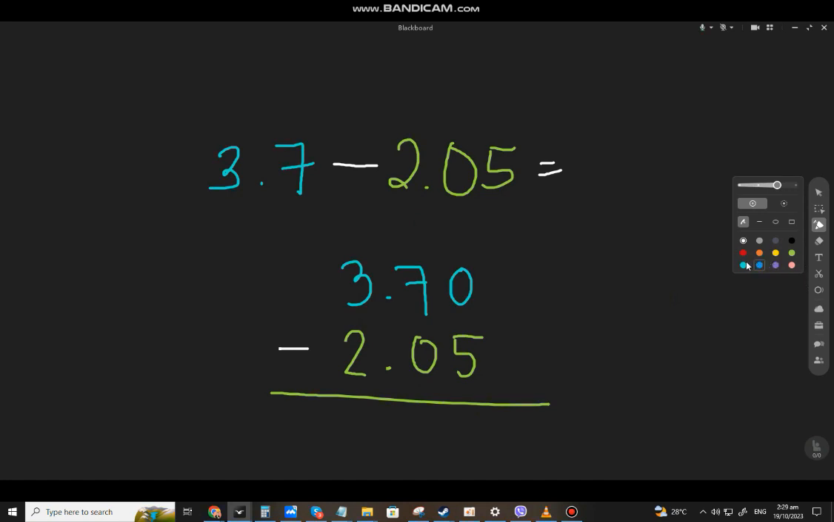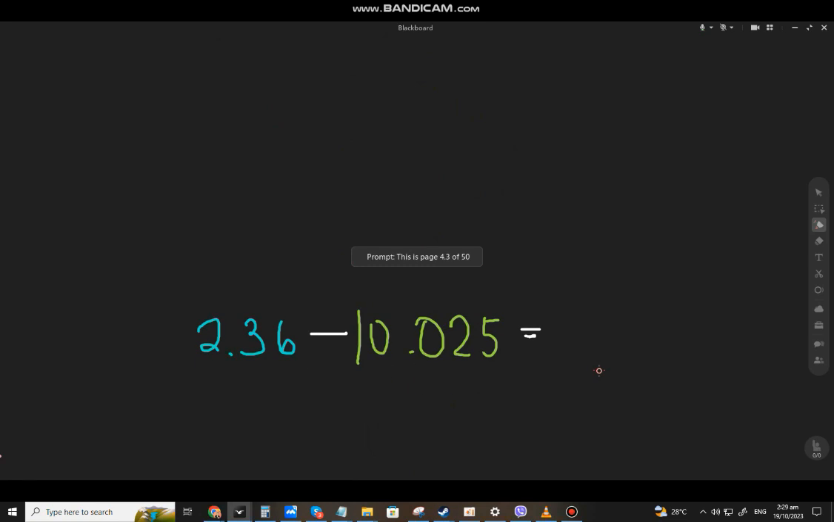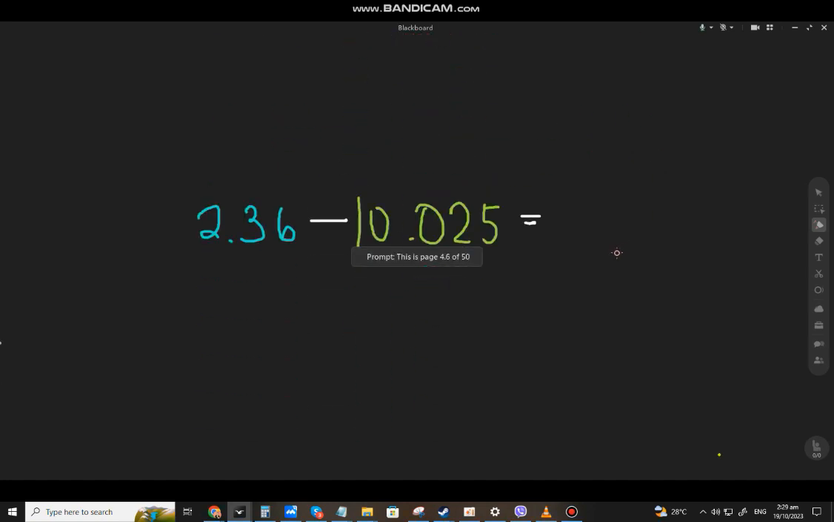Now we can subtract them normally. 0 minus 5 cannot be, so borrow, that will be 10, and this will be 6. 10 minus 5, that will be 5. 6 minus 0, that will be 6. Copy the decimal. 3 minus 2, that will be 1. And that's already the final answer: 1.65. Let's have the final example.